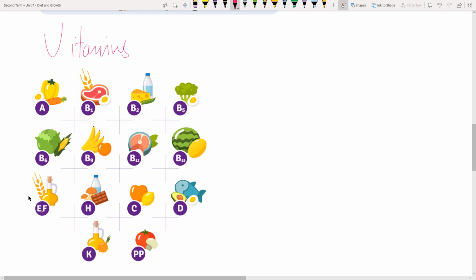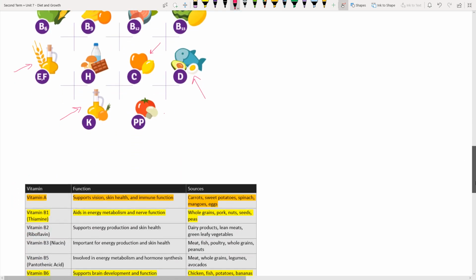And then E and F are provided by wheat and grain, and other you can say ascorbic acid or vinegars, right? And then we have vitamin H, which is provided by mushrooms, dairy, and chocolates. Vitamin C is provided by citrus fruit, right? As you can see, the orange and the lemon. And vitamin D is provided by fish, avocados, eggs, right? And vitamin K, again, we need some vegetables as well as fruit or vegetable vinegars. And then finally, vitamin P, which is found in some mushrooms and tomatoes, right?